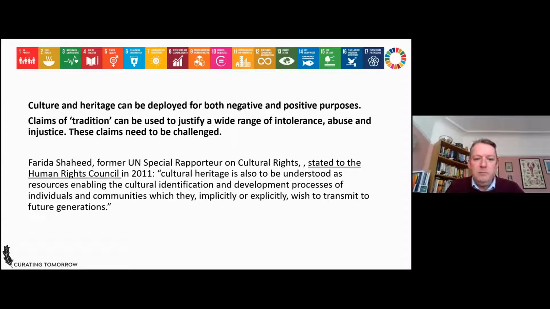Farida Shaheed was the United Nations Special Rapporteur on Cultural Rights. And she said in 2011, and I think this is a good definition, that cultural heritage is to be understood as resources that enable the cultural identification and development processes of individuals and communities, which they implicitly or explicitly wish to transmit to future generations. A few more quotes from her.